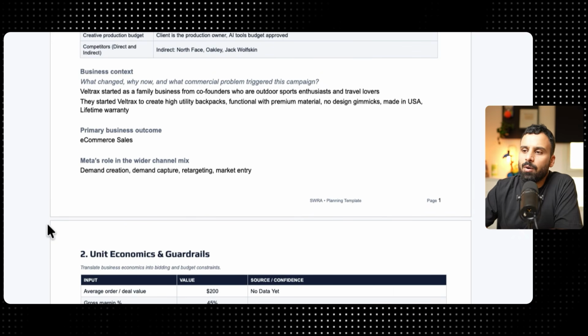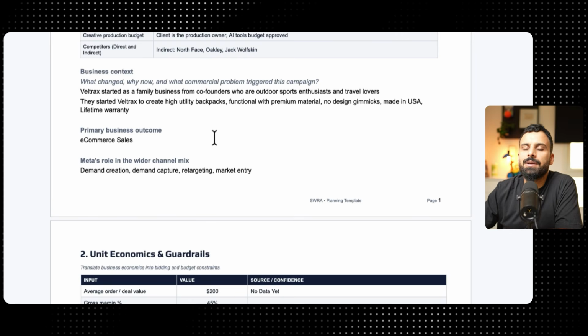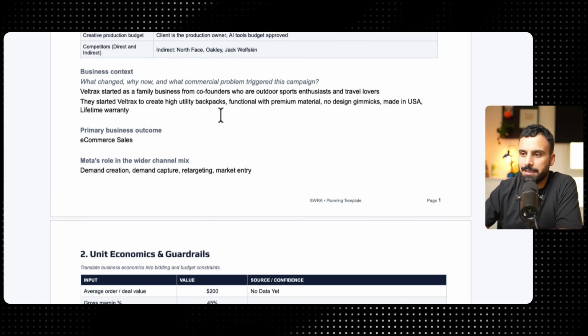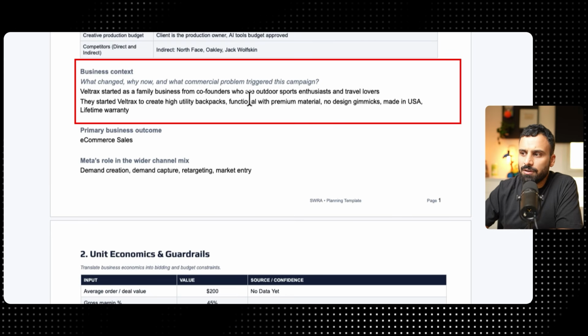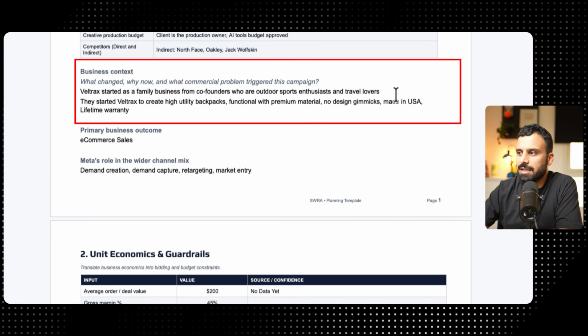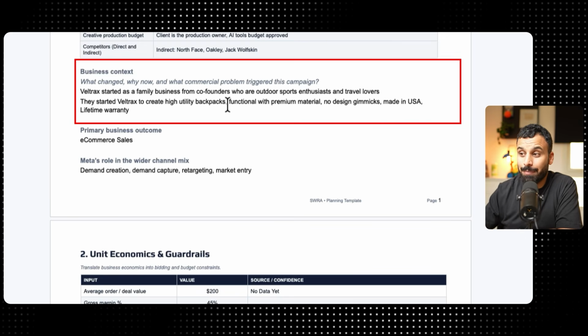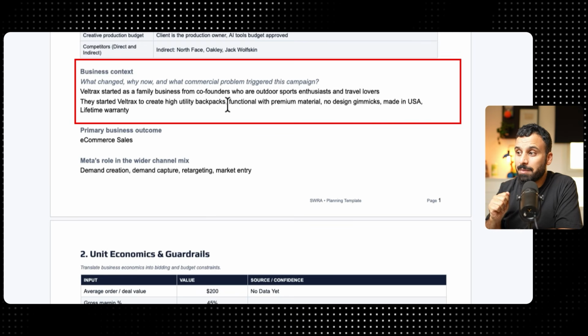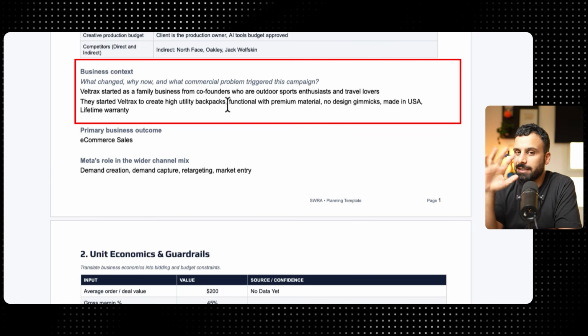Now we ask them, tell us about your brand. They give a lot of information. Then you basically take out the important parts from that. What's important for us to know here is Veltrax started as a family business from co-founders who are outdoor sports enthusiasts and travel lovers. They started Veltrax Gear to create high utility backpacks, functional with premium material, no design gimmicks, made in the USA, lifetime warranty. That's the story.